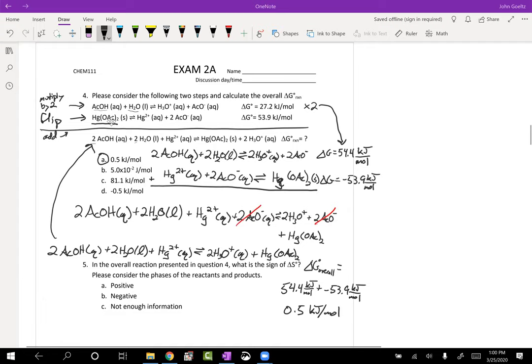So why do we flip one? Because I look at what's written in the reactants and the products for these steps right here. And the reactants, are these all already in the right place? ACOH is the reactant as given to me, and it is in the overall, so I do not flip the first reaction. Same thing with H2O. Whereas HgOAc2 is given to me as a reactant, but that's actually here in the product. So that's how I know I need to flip that one.